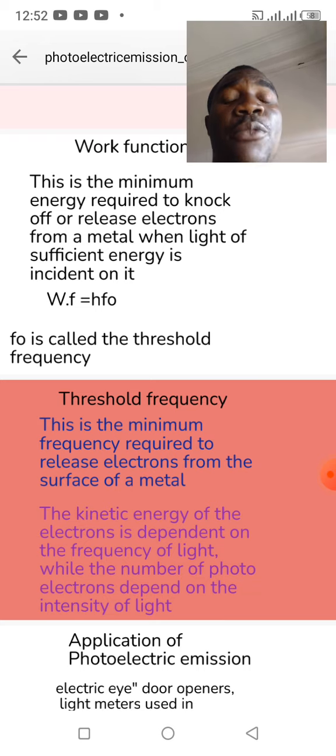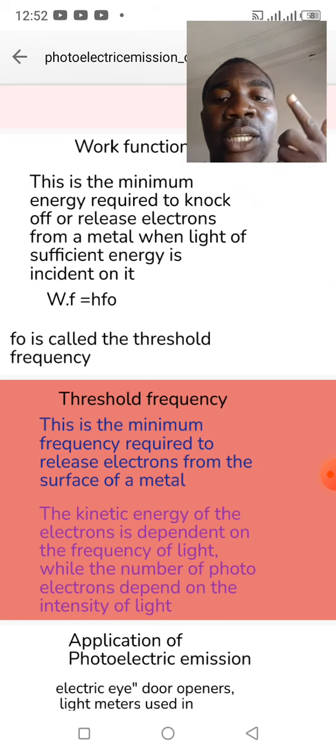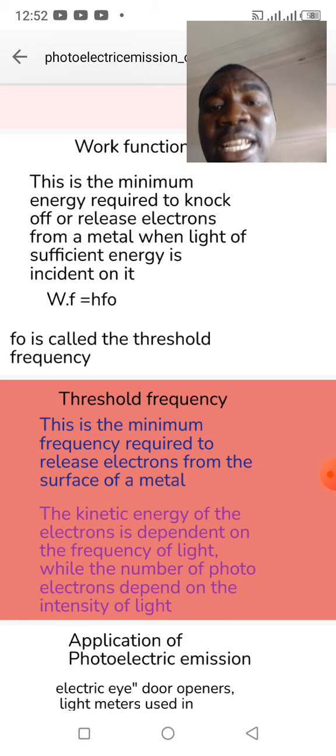I call them photoelectrons, and that is how they are generally called, because the electrons are released as a result of light, photo, so we call them photoelectrons. Well, that means you can still define photoelectric emission as the release of photoelectrons from the surface of a metal when light of sufficient energy is incident on it.